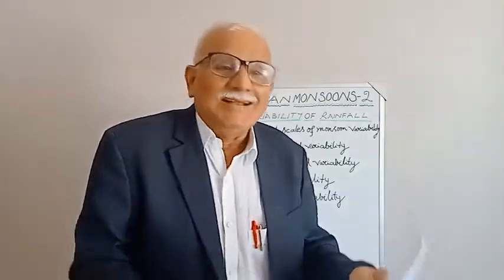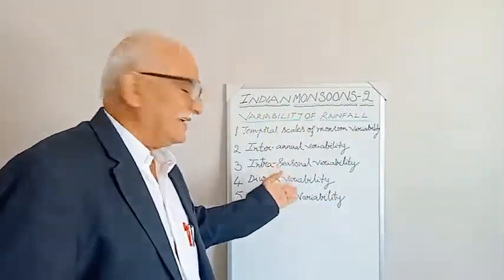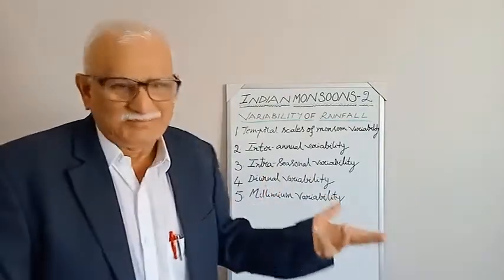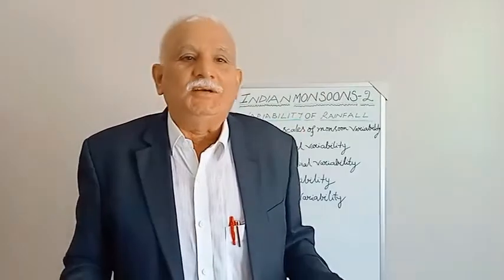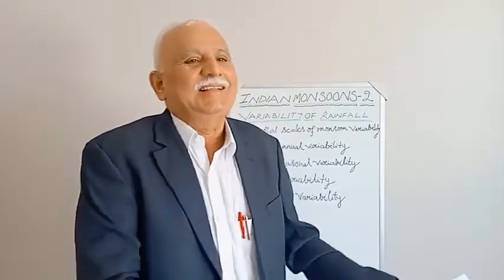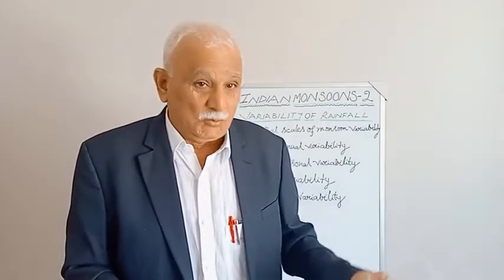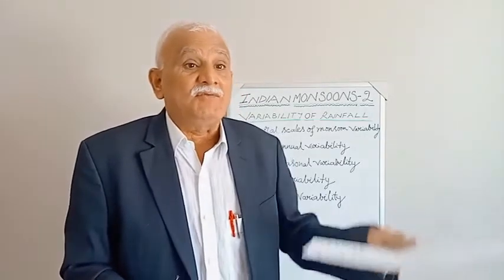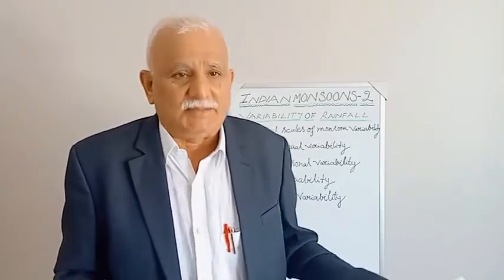Now, see, we will try to discuss interannual in 1 minute, intraseasonal 1 minute, diurnal half a minute, millennium half a minute. Only that much is there. Now, interannual variability. See, if the rainfall that occurred in the last year is good and it does not occur in the next year, agriculture will be affected. So, on the basis of what I told you 2 minutes back, interannual insolation is almost constant, with negligible change.